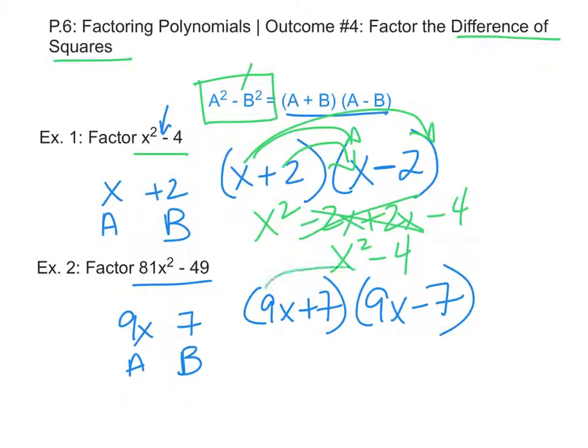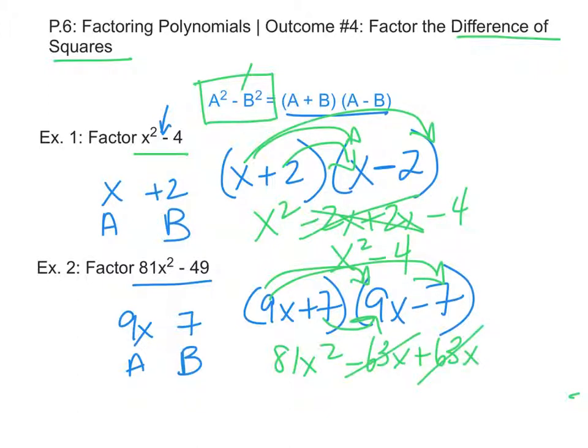And then if I were to do my check, 9x times 9x is 81x squared, and then 9x times negative 7 is going to give us a negative 63x, and then positive 7 times positive 9x is positive 63x. Those cancel each other out, and then 7 times negative 7 equals negative 49. So simplified, this becomes 81x squared minus 49. So these are the factors for 81x squared minus 49.